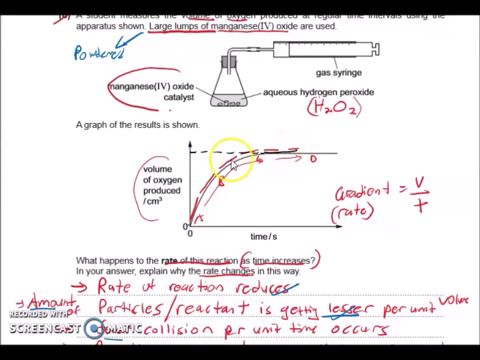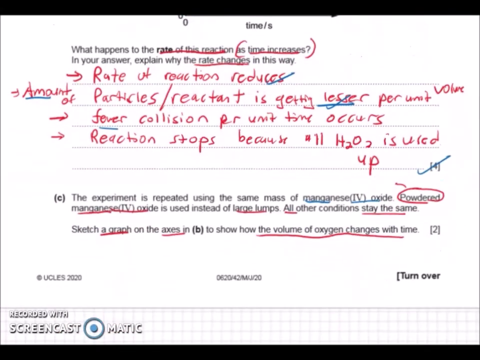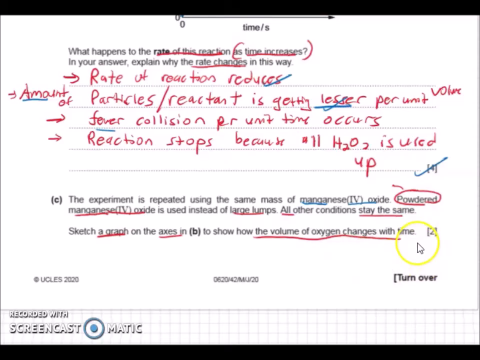Okay, this is the level. They will not change the volume of oxygen produced because the amount here is remaining the same. So it just makes the reaction faster, much steeper, and it goes to the same level. So this is the answer here for the powdered version. Okay, so the marks given here is 2 marks. So we have got it successfully.